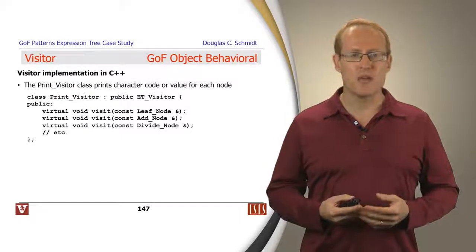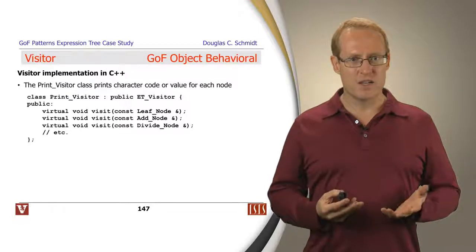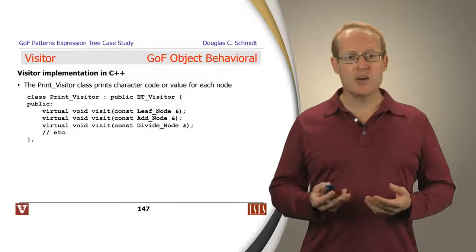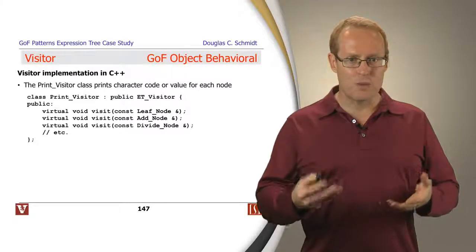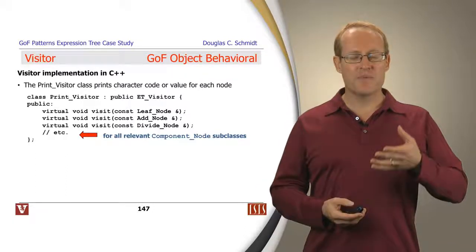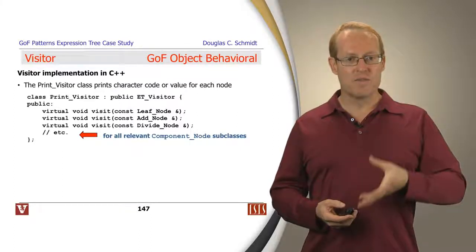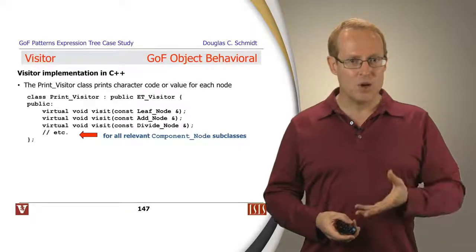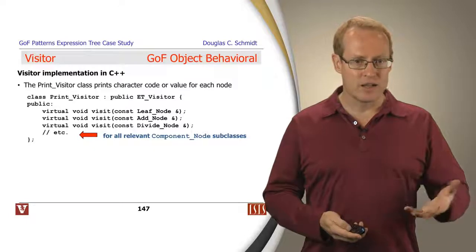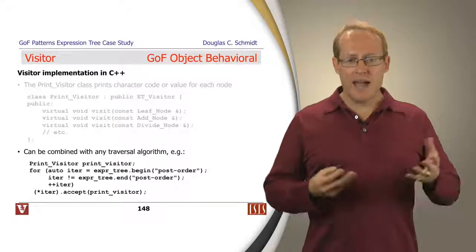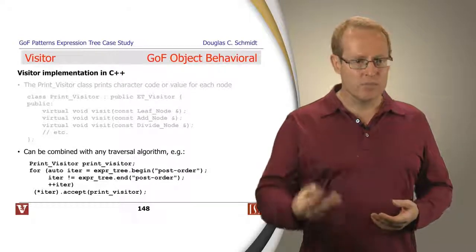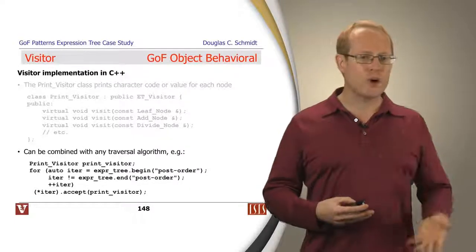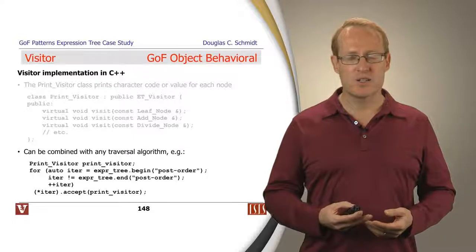Let's take a look at how we might implement this in C++, and we'll look at a couple of different examples. First, let's take a look at the print visitor. That's the easy one. As you can see here, print visitor inherits from the expression tree visitor base class, and it fills in a set of hook methods, the visit methods, for every type of node in that composite that's rooted at component node. And then we can combine this with all kinds of different traversal algorithms. So we can print the tree in post-order, we can print the tree in pre-order, we can print the tree in order, and so on and so forth.